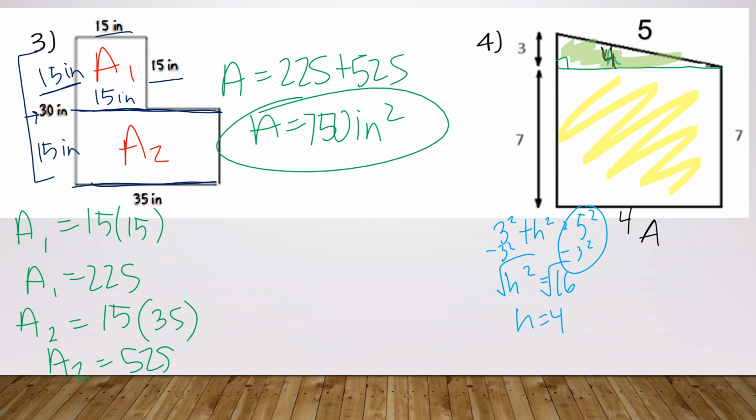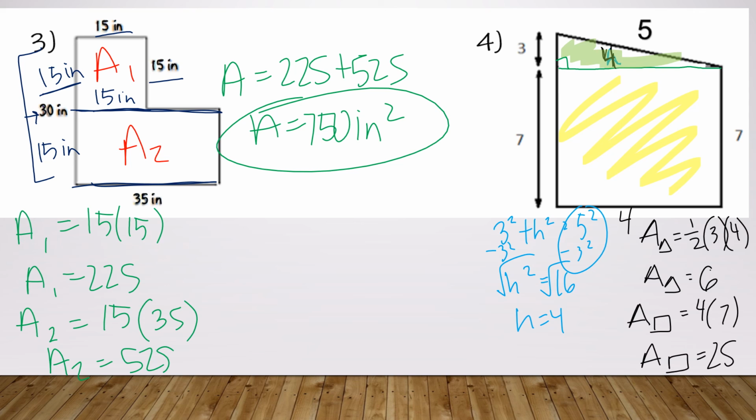So the area of the triangle is going to be 1/2 base, which is 3, times height, which is 4. Again, you can do that in a different order if you'd like to. It's still going to give you the same answer. Would be 6. And then the area of the rectangle would be 4 times 7, which is 28. You take the two areas, so 6 plus 28, and you add them together, and you get the area is 34 units squared.